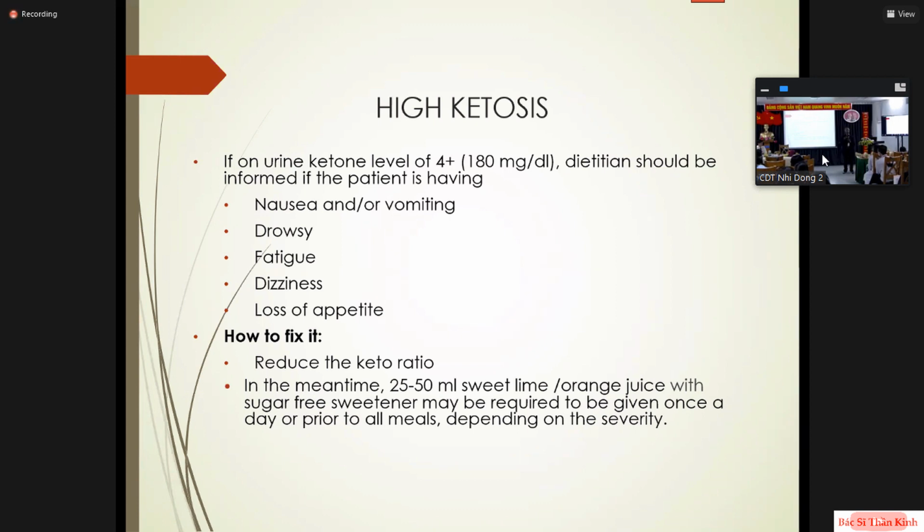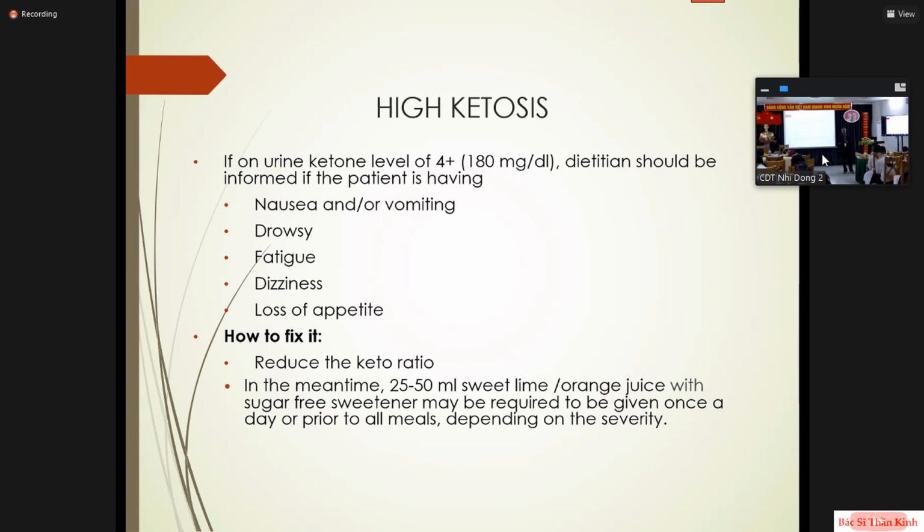Then the next will be, they won't feed. Their appetite will drop whenever they're in high ketosis. They will have nausea. And if it's even worse, then they'll go into vomiting. So that's the way it goes. If they have any of these symptoms with a high ketone, what do you do?